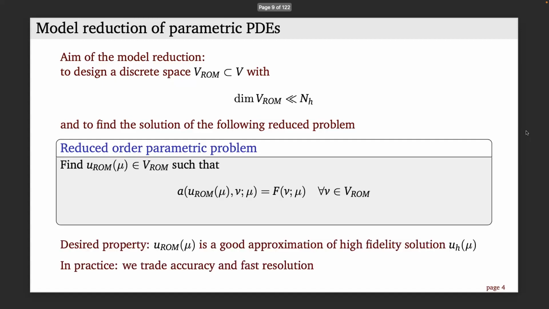And what is the desired property of the solution of the reduced order model? Well, the desired property is that this is a good approximation of the high fidelity solution. So in practice, we try to balance between the complexity of the solution and the accuracy of the solution that you find. So you are willing in this case to trade a little bit of accuracy in terms of the complexity of the solution. This is very well understood in the framework of standard PDEs.